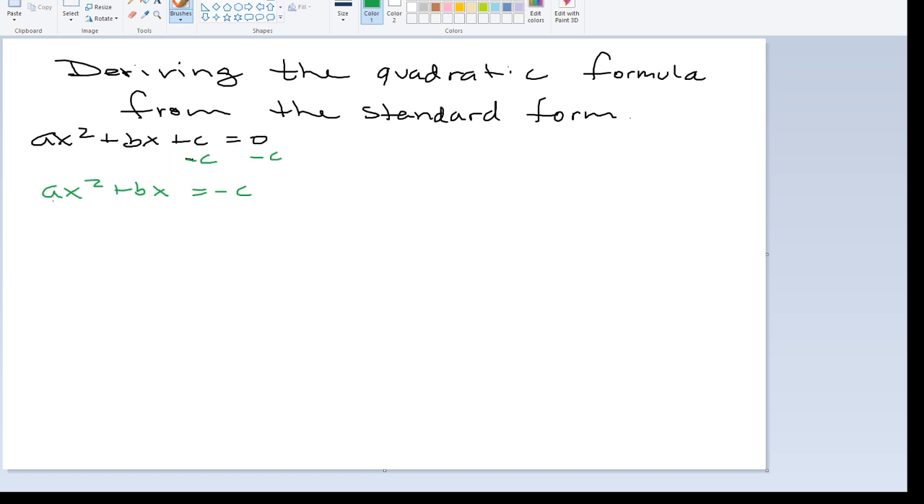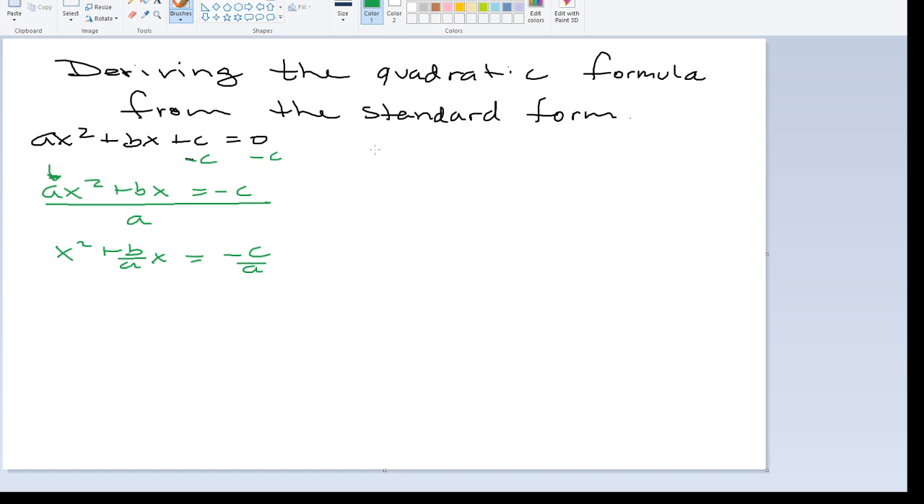The next step is to make the leading coefficient a 1. Since this is not a 1, let's divide everything by a. And that's how we get rid of the a. So we get x squared plus b over a x equals negative c over a, since we are dividing everything by a.